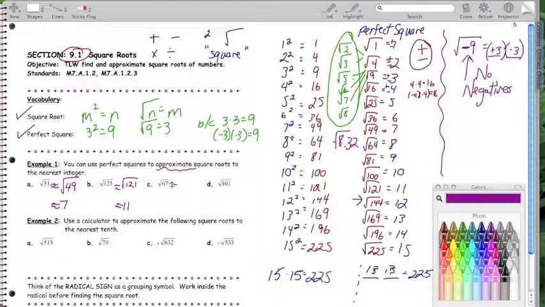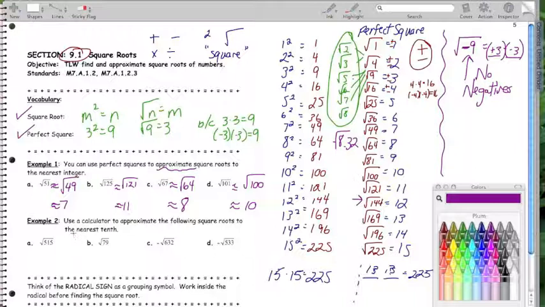Square root of 67. Find that on my list, or I might just think through it. It's close to the square root of 64. Square root of 64 is 8. And the square root of 101 is close to the square root of 100, and the square root of 100 is 10. Okay? So we can use our knowledge to approximate some square roots.